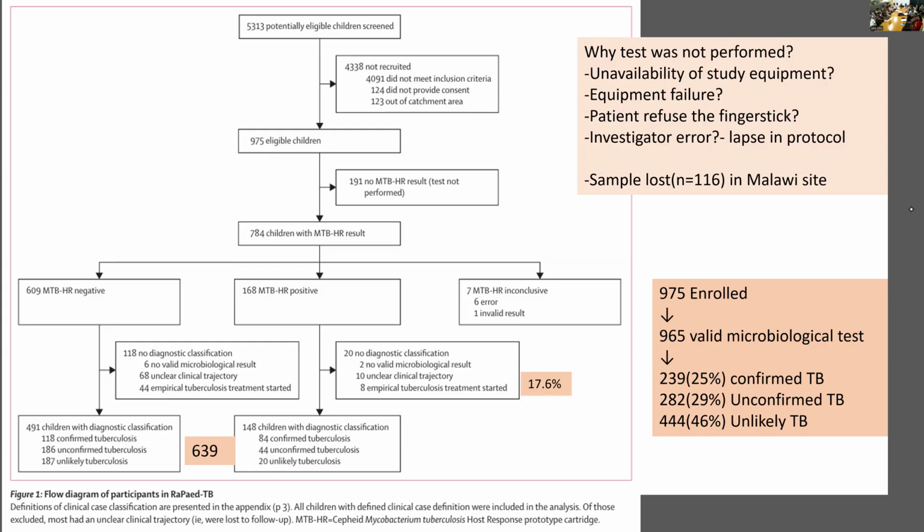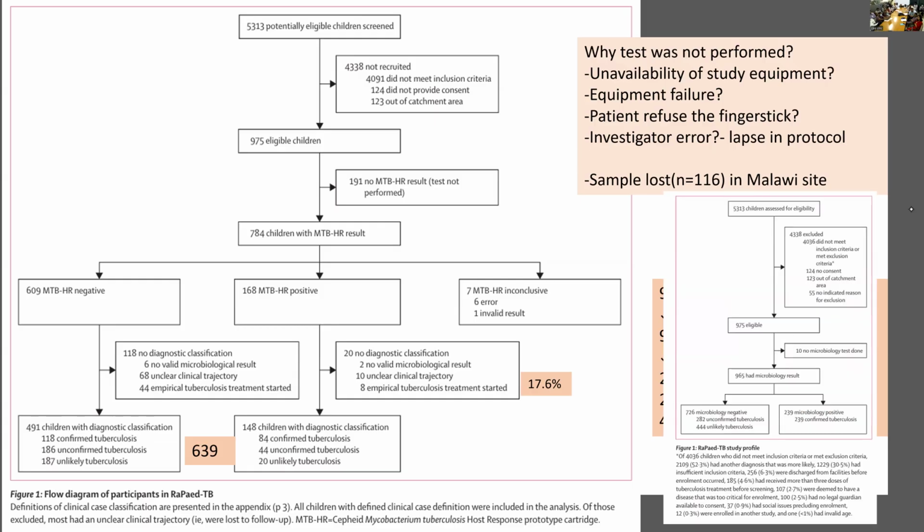So if you see the original study, the first protocol which was published in 2023, they have mentioned that 97.5 were enrolled, 965 of them had valid microbiological tests done. And out of it, 25% had confirmed TB, 29% had unconfirmed TB, 46% had unlikely TB. This is what they had mentioned in the first study. But here suddenly 17.6% of the patients are not accounted for in that original study protocol. So I don't know what happened to these patients.